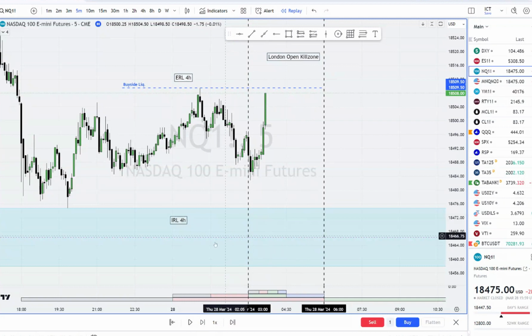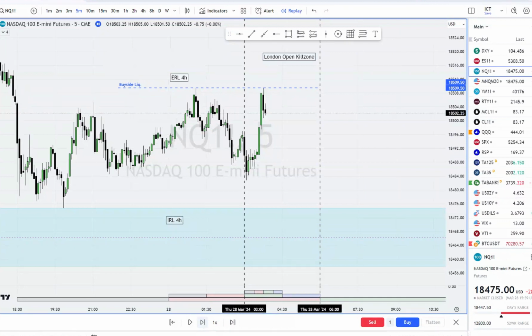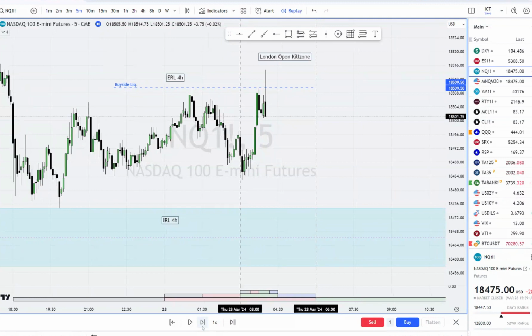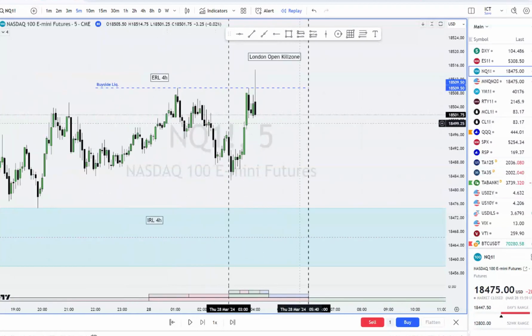We see, in the beginning of the London session, we go up to take the external liquidity and trade higher. You see that we tapped the high just to trick traders that trade double tops, and we then swept the high and got back into the zone.